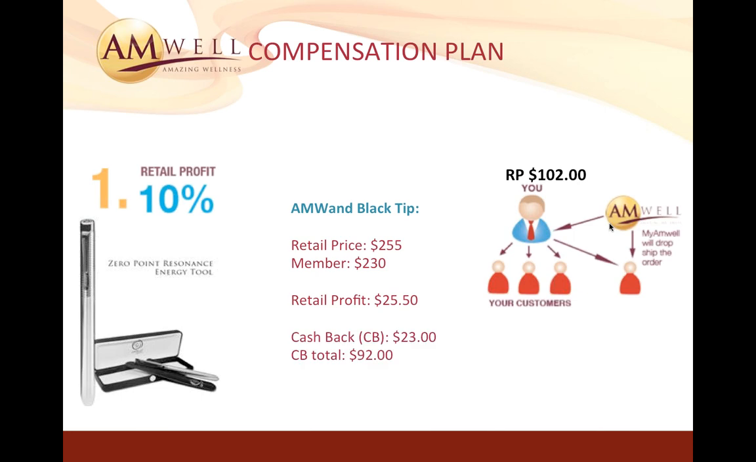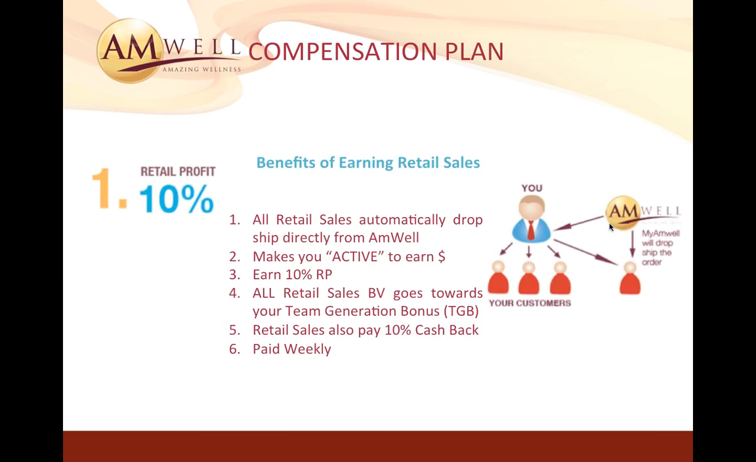You also receive cash back on every single one of those wands sold. So cash back is 10% of the member price. So you also get $23 from every one that you sell. So if you add everything up, off of this example, if you had 4 customers, that's $194 in retail profit and cash back. That all goes directly back to you. So this is awesome because it has the retail profit and you still earn the cash back on the back end, all paid within the same week. And if you were to sell 4 of those in a week, that's $194 direct to you.